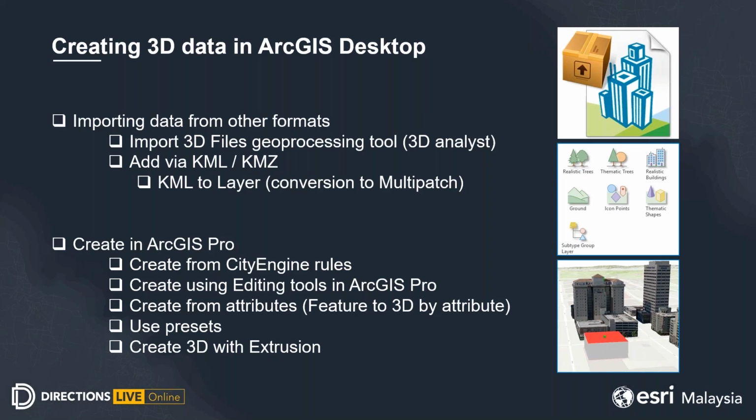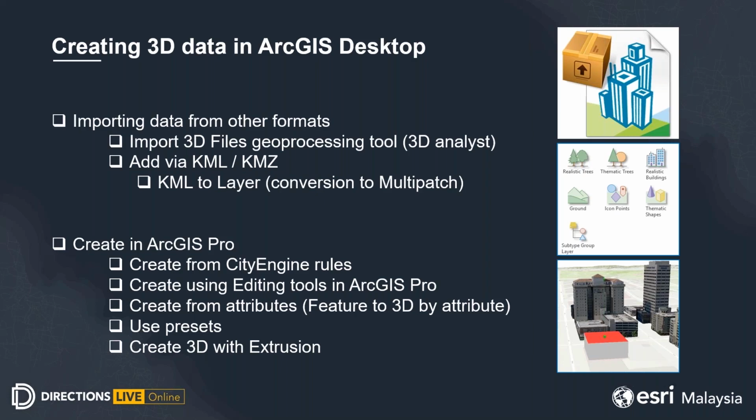You could also use CityEngine rules. If there is CityEngine deployed somewhere in your organization, you can create rules and make rule packages and deploy them in ArcGIS Pro. And other than that, you could also use presets. ArcGIS Pro allows you to create presets. That's the picture on the right-hand side in the middle, in the slide here. If you have a point dataset, you can turn it into realistic 3D trees using one of the presets in Pro, or you can create a realistic building.